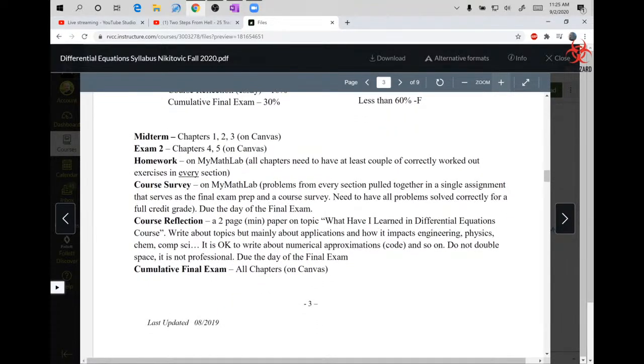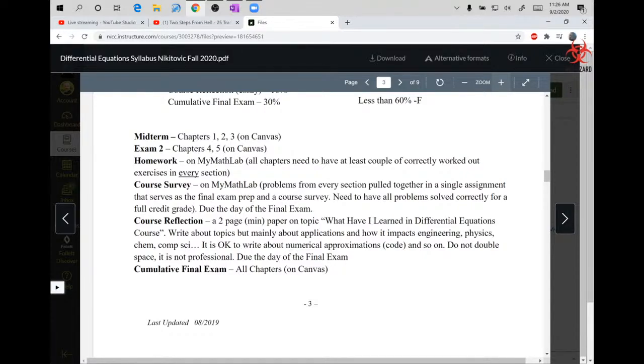Course survey. Those are like labs. It's one homework assignment with, I think, 40 problems. It's going to be due the day of the final. You'll have a couple of weeks, maybe a month, to do that. It's going to serve as a review for the final as well.